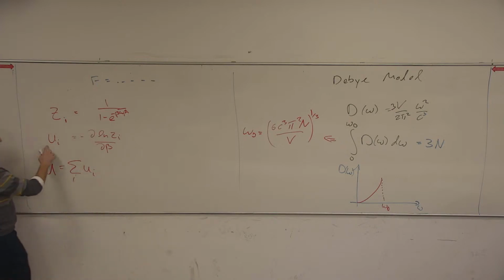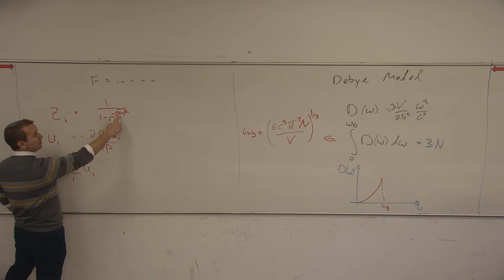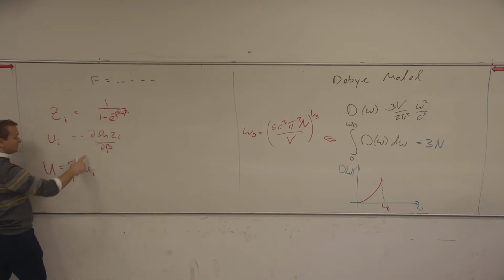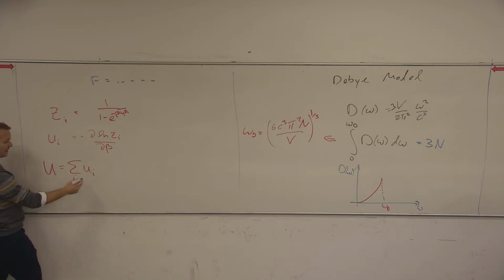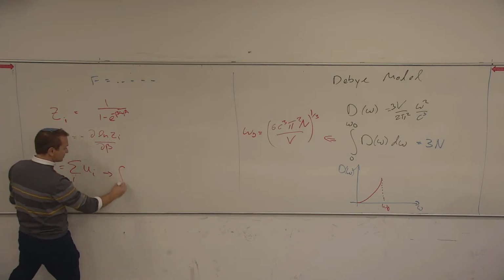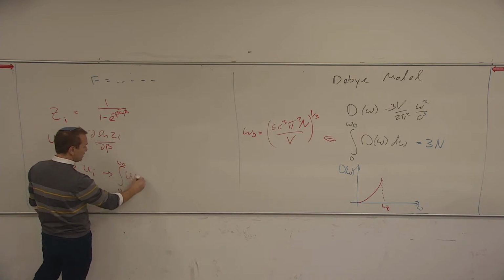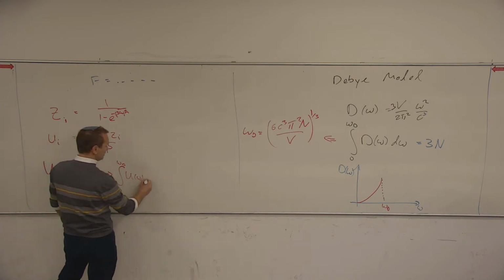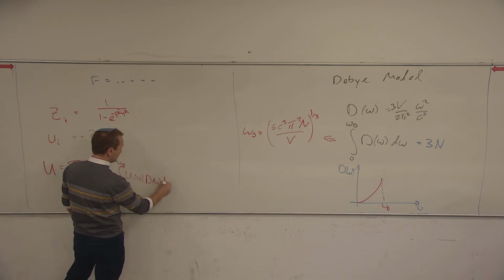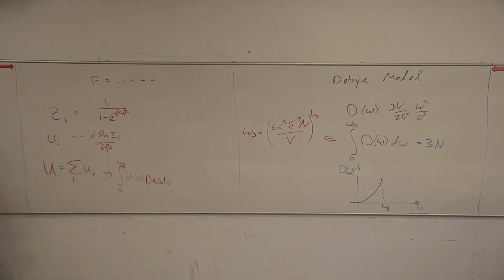So we can compute it for each particle. The average energy is going to be dependent on omega_i. Then we sum up over all the different omega_i's that we have in the system. So basically, it is an integral between 0 and omega Debye of u of omega, D of omega d omega. Okay. This is what we need to perform.